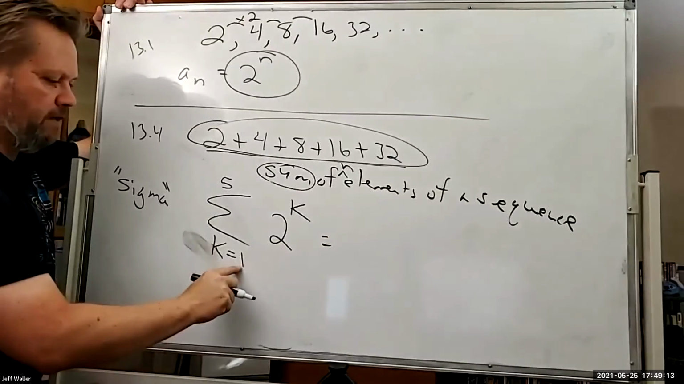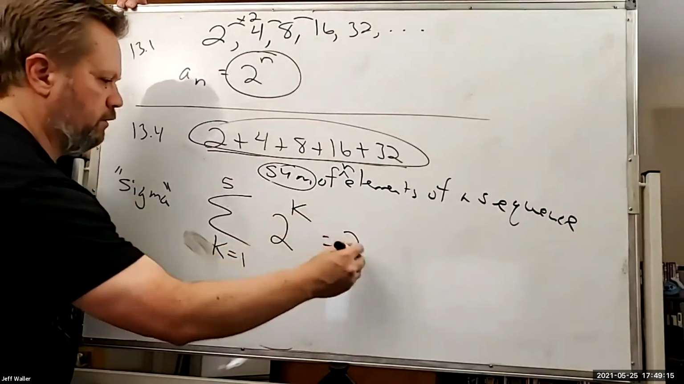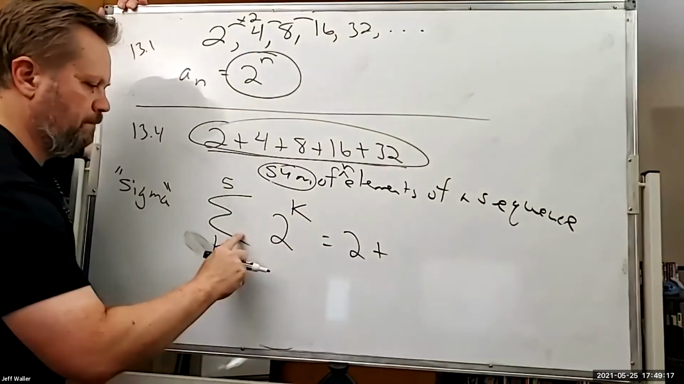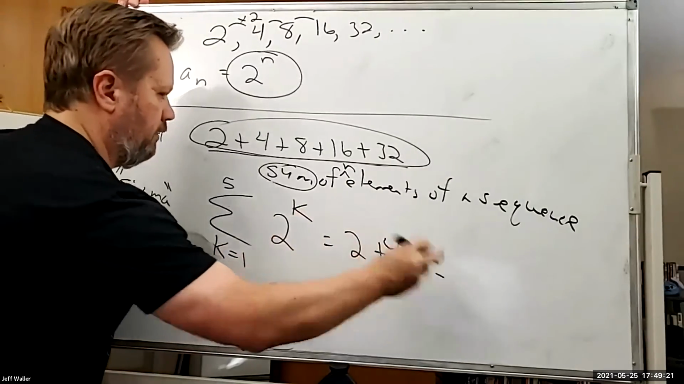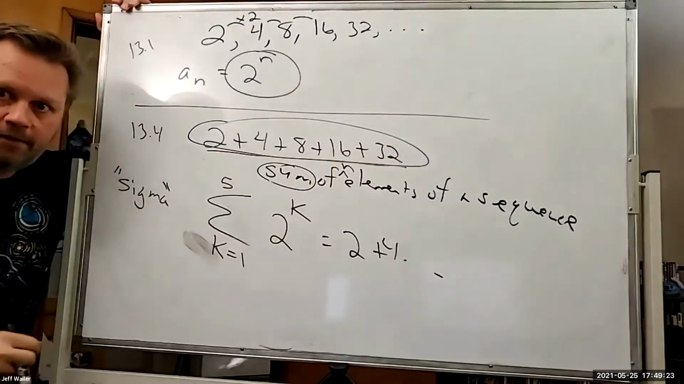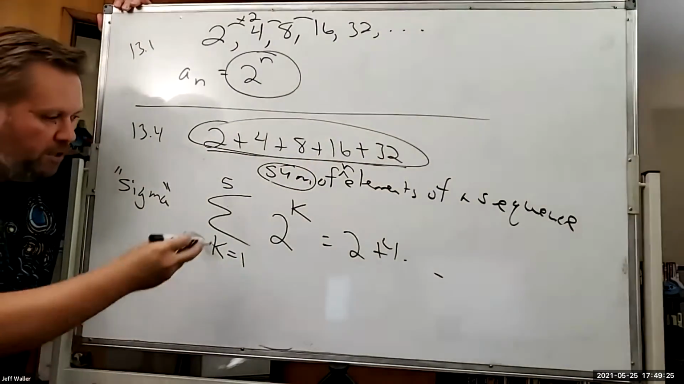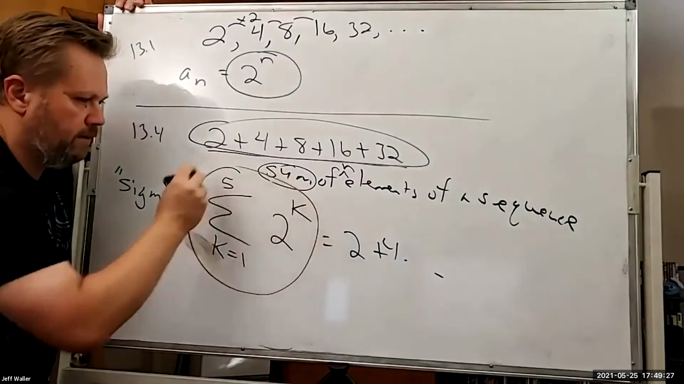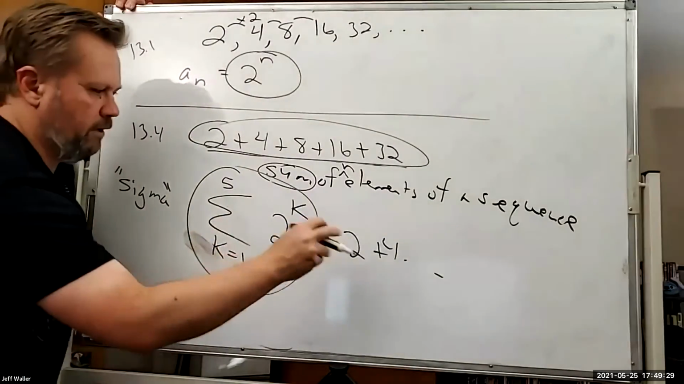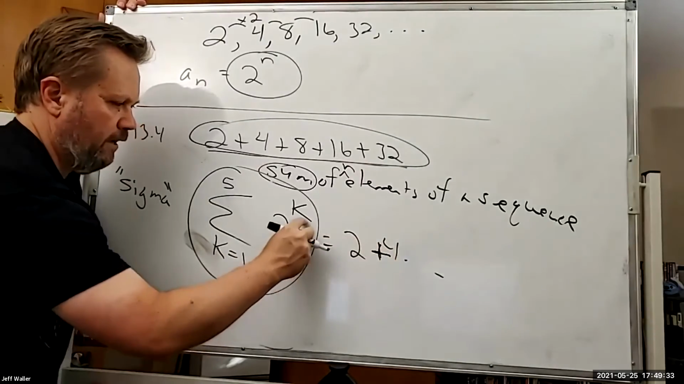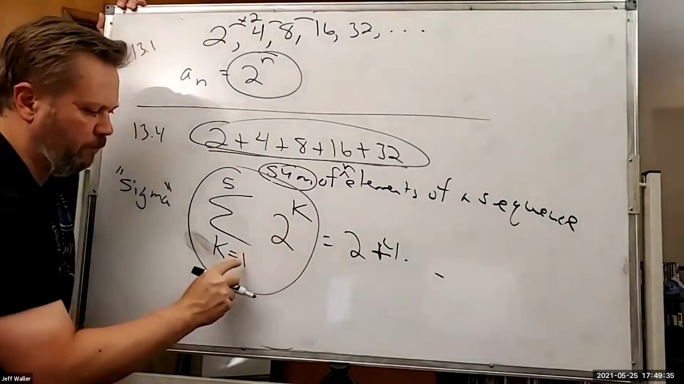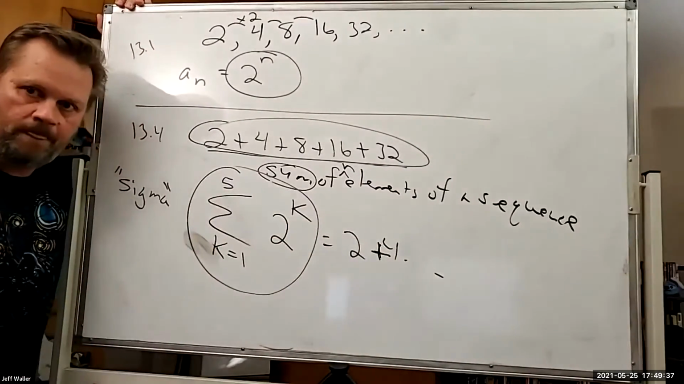What is it when K is 1? What do I get? 2 to the first is 2, plus, because it's a sum. Then let K be 2. 2 squared is 4. And so I would get this, wouldn't I? So it's just memorizing what this symbol means: sum. So I'm going to have these elements separated by plus signs, and how many of them I'm going to have is from 1 to 5.